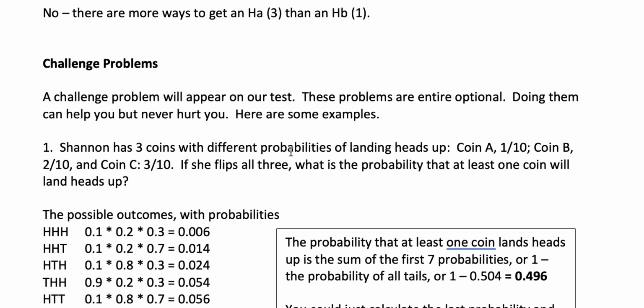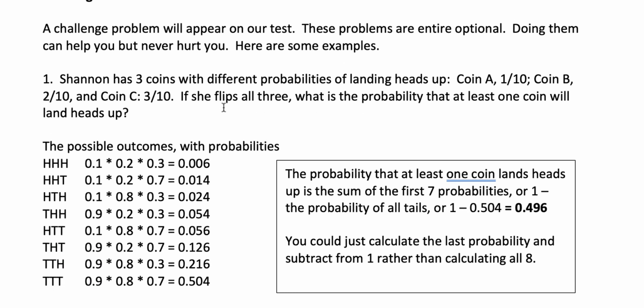Okay. Some challenge problems. So Shannon has 3 coins with different probabilities of landing heads up. Coin A is 1 out of 10, B is 2 out of 10, coin C is 3 out of 10. If she flips all 3, what is the probability that at least one coin will land heads up? Okay. So here we list out all 8 possible outcomes. Heads, heads, heads, heads, heads, tails, heads, tails, heads, tails, heads, heads, etc. And then we just do the multiplication of the probabilities.